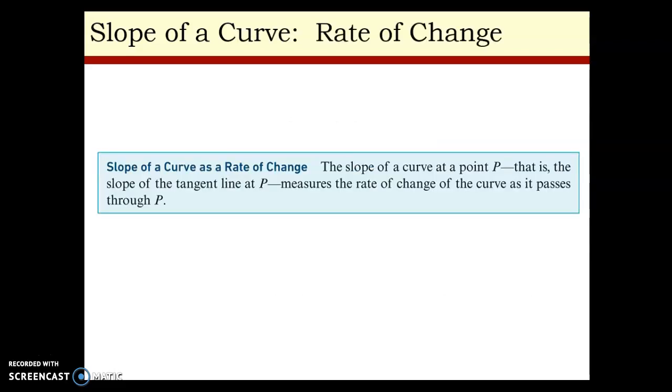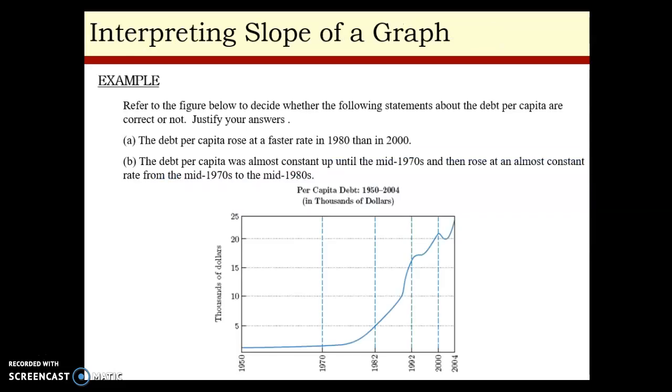So the slope of a curve is a rate of change. The slope of a curve at a point P is the slope of the tangent line at P. It measures the rate of change of the curve as it passes through that particular point P, not of the entire curve, but of that point P. We could use this for any type of amount, such as spending in healthcare or anything you want to look at.